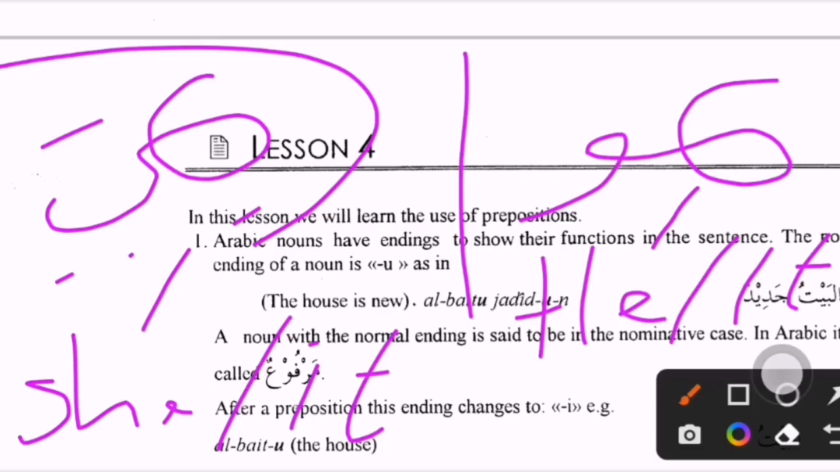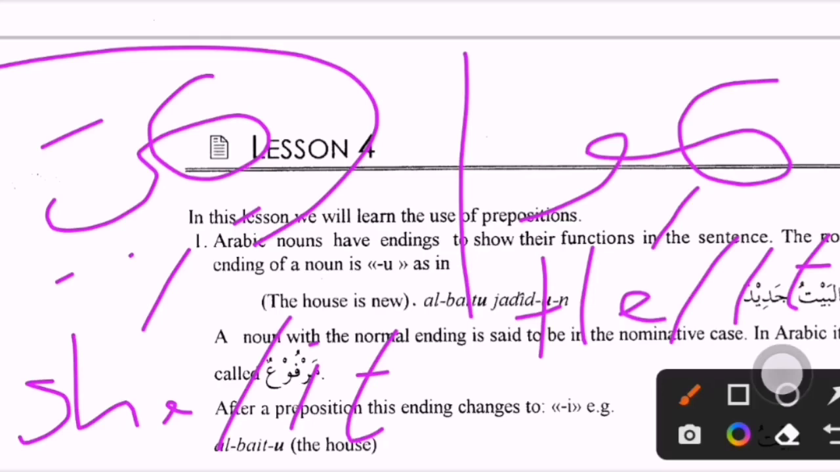Huwa unak, it is over there. Aina abuk, where is your father? Huwa unak, he is over there. The same thing. Do you understand? So these are the things we are going to learn in this video, inshallah ar-Rahman.